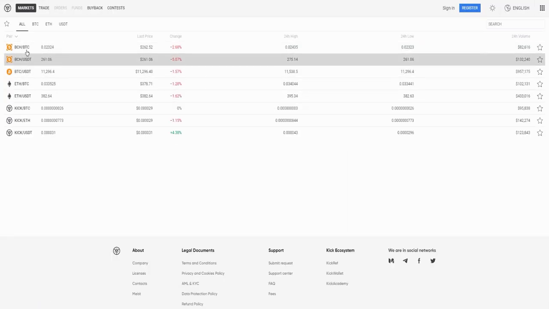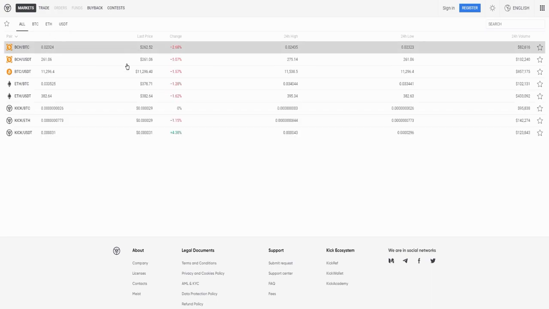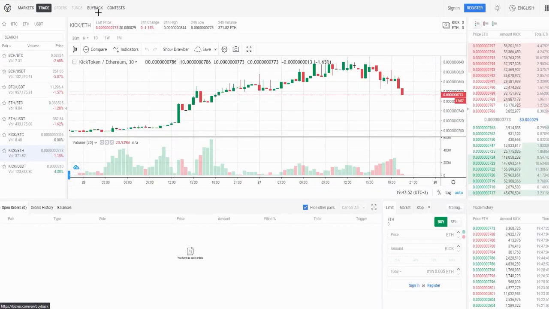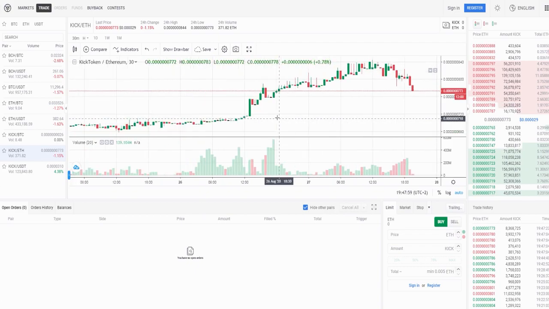And here, as you can see, you have the markets tool. You have here only Bitcoin, here only Ethereum and the US dollar tether. Here you can just trade on the exchange. It's like a normal exchange. You can buy the kick tokens, you can sell them, and for example, here you have the Ethereum and the kick. So here you can just write for example 80 Ethereum, and here for example 90 kick, and it will be a total of 7200 Ethereum.